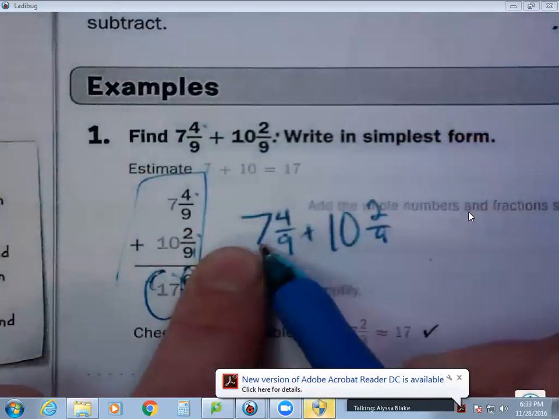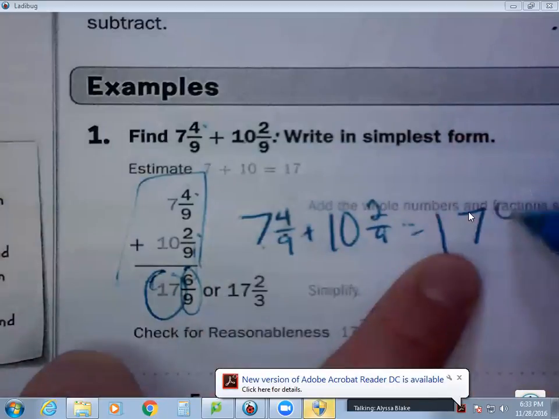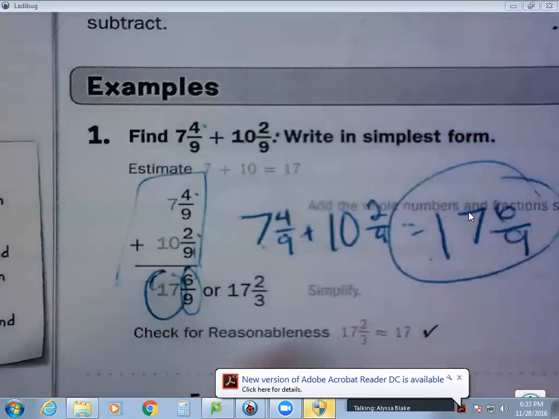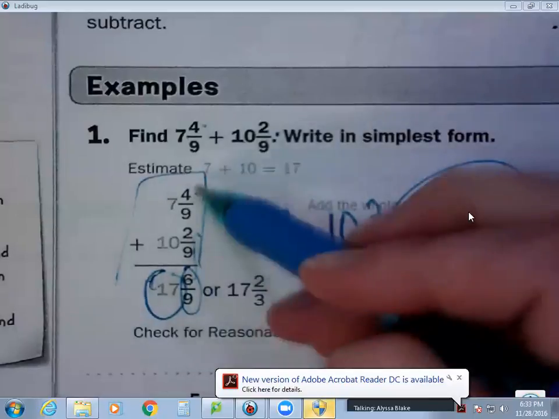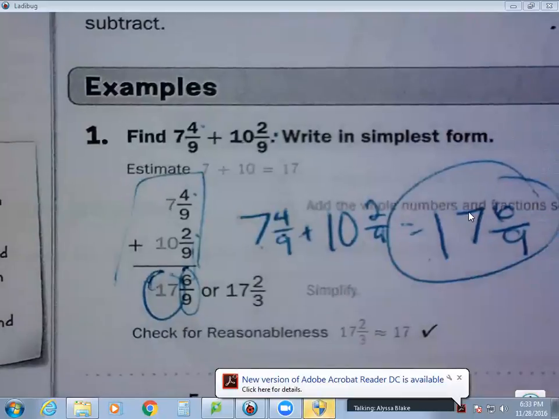I go whole number, that's 17. And then I go 4 plus 2 is 6, and I carry over the denominator. So it depends on what you're into. I like that better than this. And that's just how my brain works. So that first example is pretty simple when they're both the same denominator.